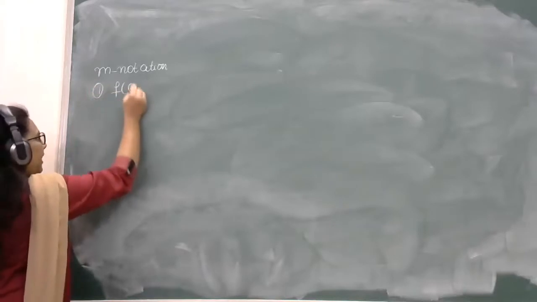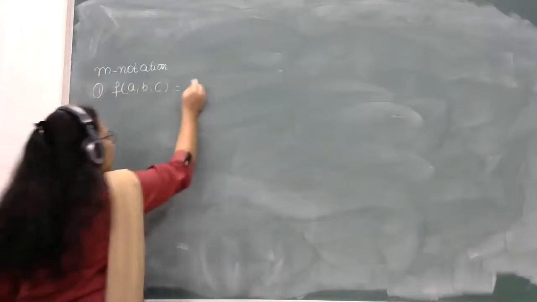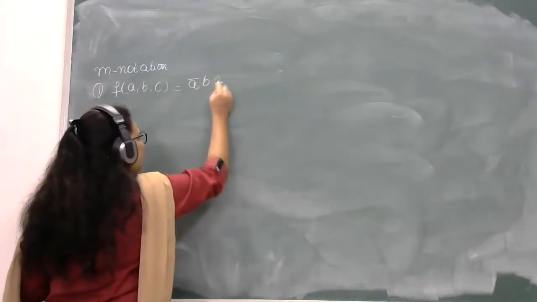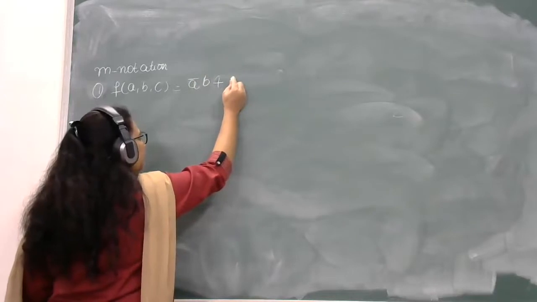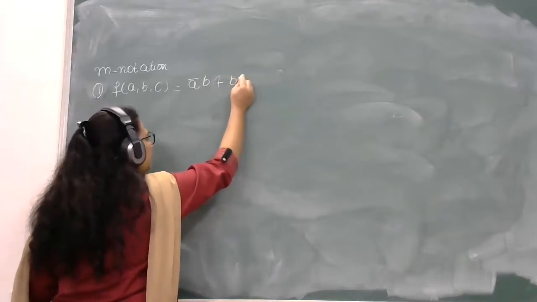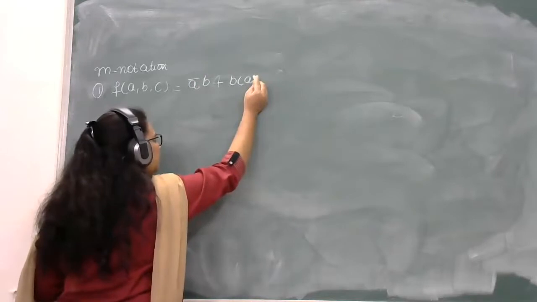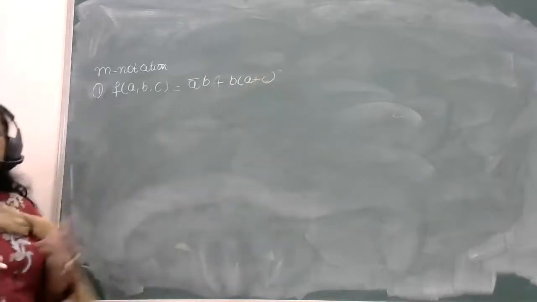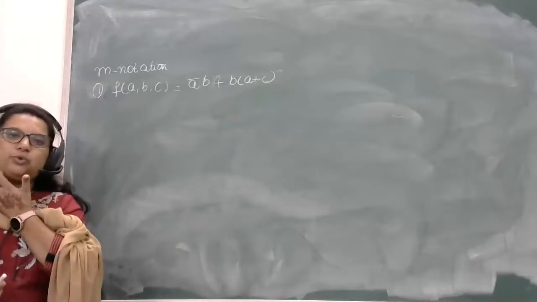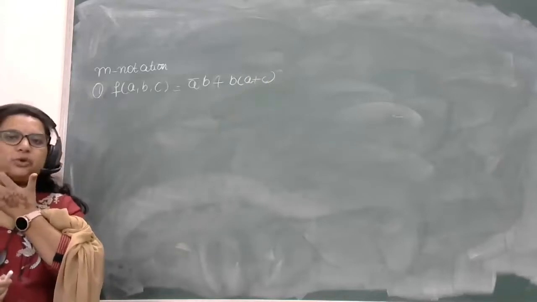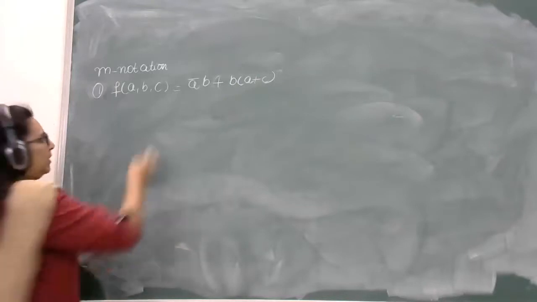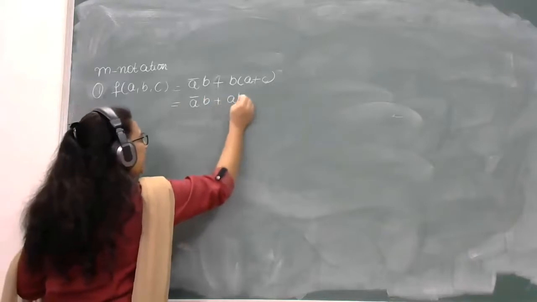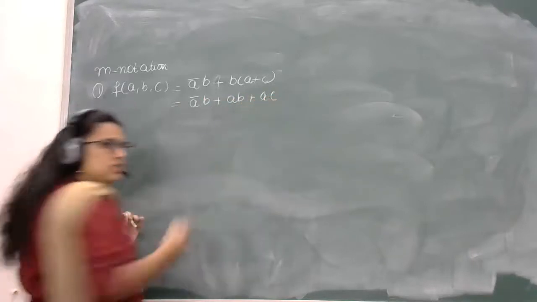My function F of a comma b comma c is equal to a bar b plus b c into b into a plus c. Okay. So I have taken an expression over here. Now this expression, how do I write it? This can be written like this. This is a simplified expression. Let me write it as AB plus AC. This is the expression I have, right?